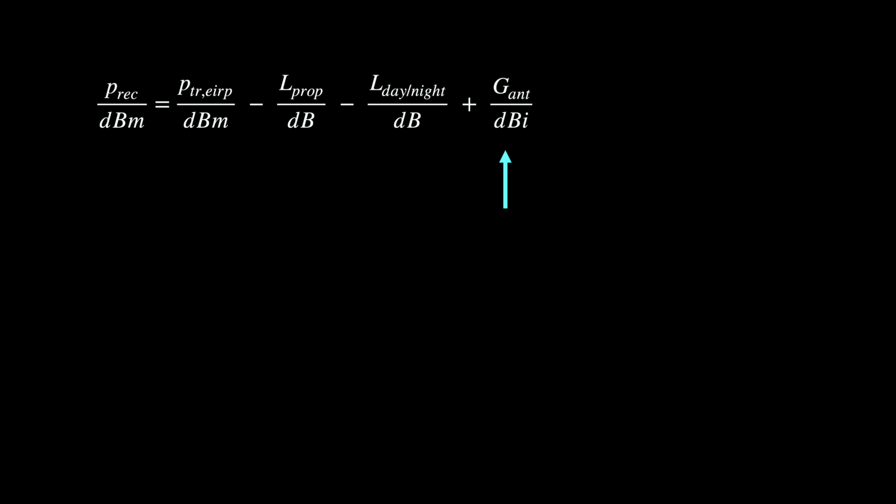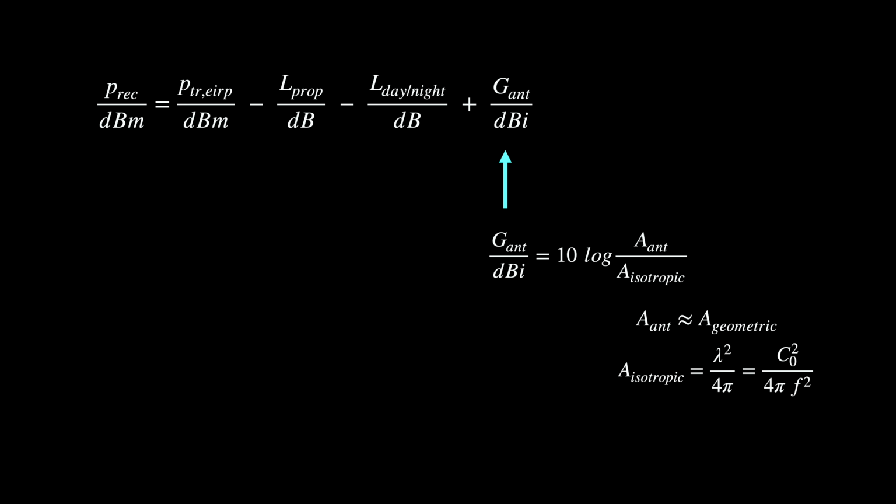Finally, we need to consider the receive antenna gain, which is determined by its effective area divided by the effective area of the isotropic antenna. Luckily, the effective area of a loop is equal to its geometric area, which you can easily measure in square meters. The effective area of the isotropic antenna is given by this equation. And that was the reason for the somewhat complicated approach. Now, let's take a look at what the tool actually can do.